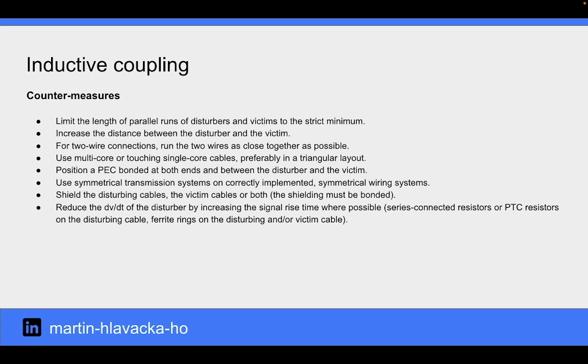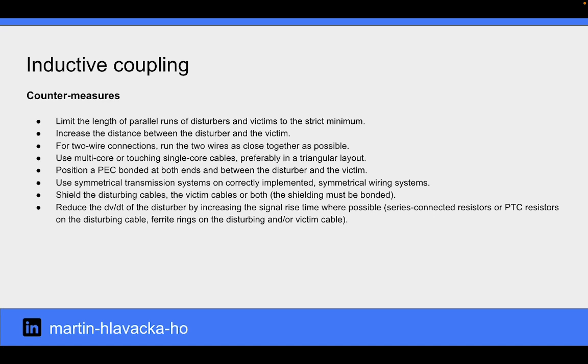Countermeasures are: limit the length of parallel runs of disturbers and victims to a strict minimum, and increase the distance between the disturber and the victim. For two-wire connections, run the two wires as close together as possible. Use multi-core or touching single-core cables, preferably in a triangular layout.